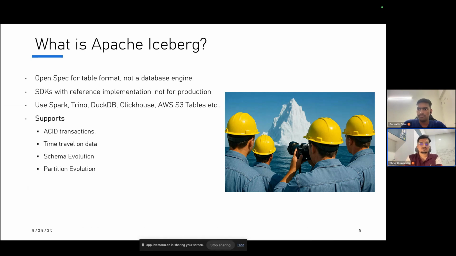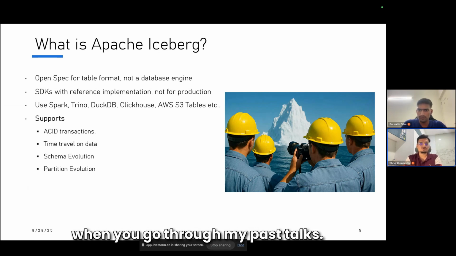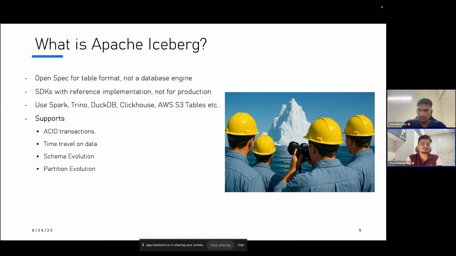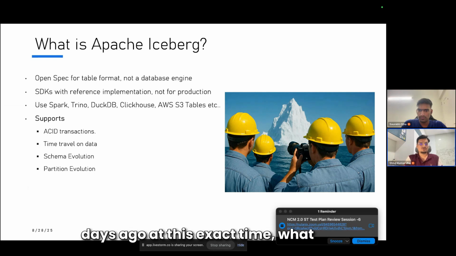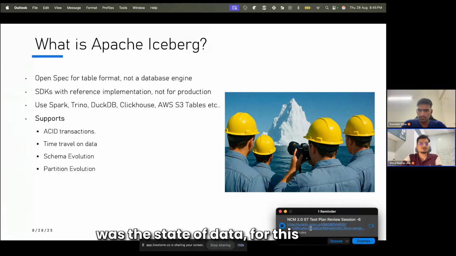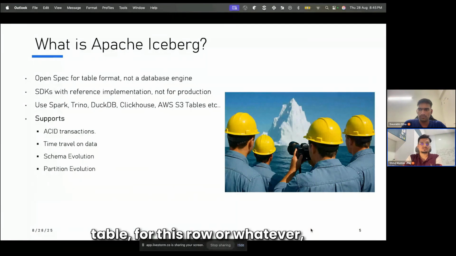Well, we talked a bit about other things, but what does it give you in terms of features? ACID transactions, right? I have done a full talk on how you internally implement transactions in a single node, distributed node, and all of that when you go through my past talks. But what it really gives you is a framework where you can safely write code in an application and it should just work. You shouldn't have all that dirty data, concurrency issues, and all those things. You can time travel on data, so you can ask something around, 3 days ago at this exact time, what was the state of data for this table, for this row, or whatever, right?